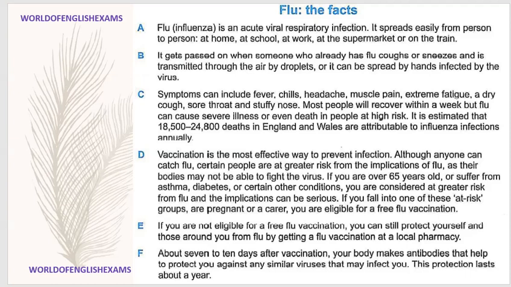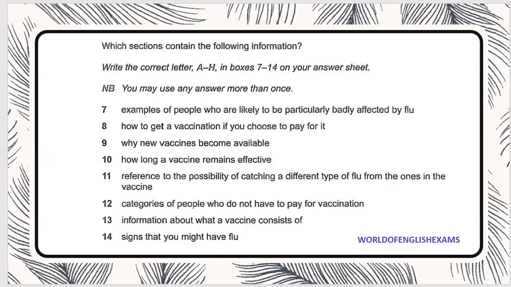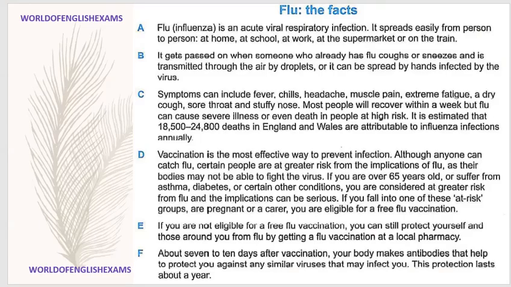If you are not eligible for a free flu vaccine, let's say that I'm a healthy individual and I'm not pregnant or something like that. So what happens? I'm not eligible for a free flu vaccine. Then you can still protect yourself and those around you from flu by getting a flu vaccination at the local pharmacy. So which means that if I'm not given a free flu vaccine, what do I do? I choose to buy the vaccine. So if at all I choose to purchase the vaccine, where can I get it? I can get it at the local pharmacy.